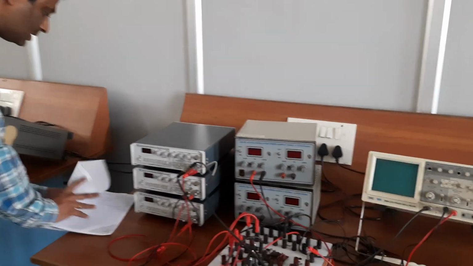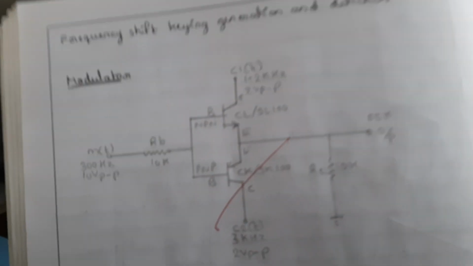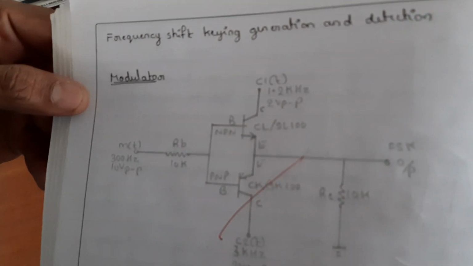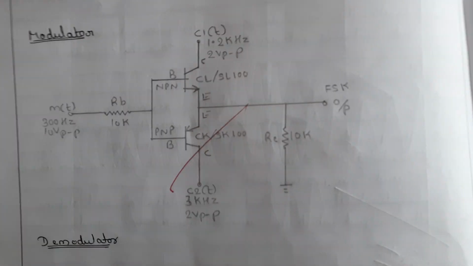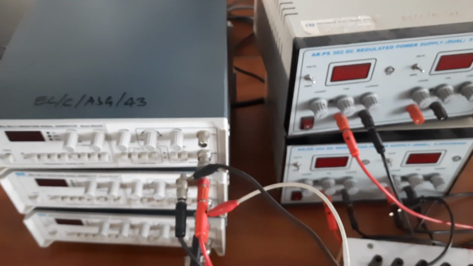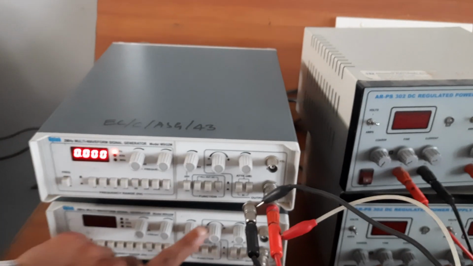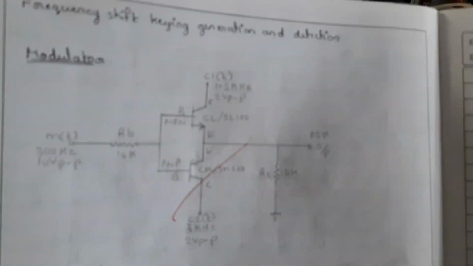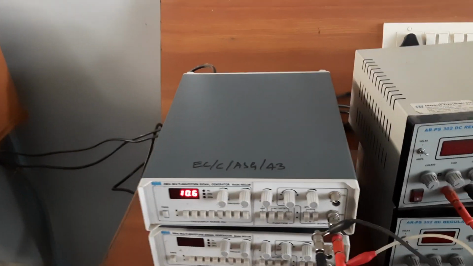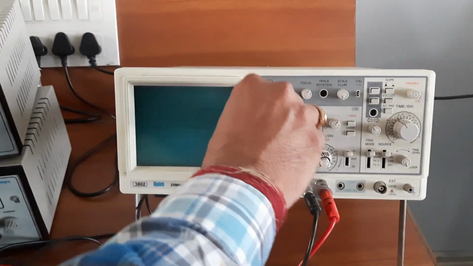Here, if you see the circuit diagram of a transmitter, from the respective ASG we set m(t), C1(t), and C2(t). The first one is the data signal. It has a frequency of 300 Hz, and the amplitude is 10 volts.